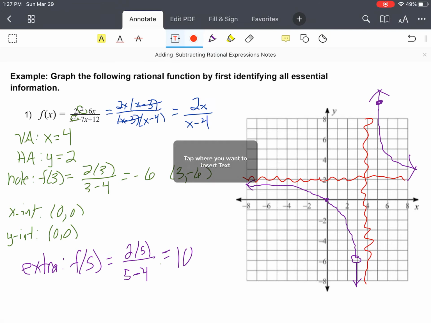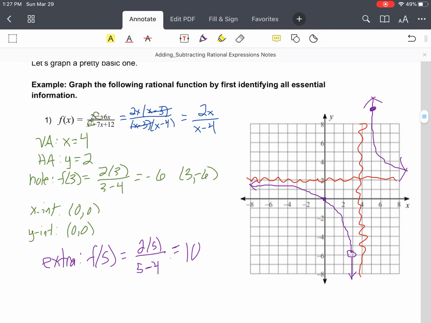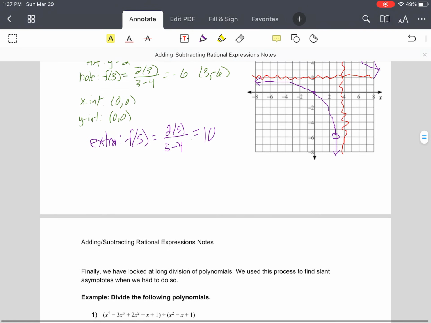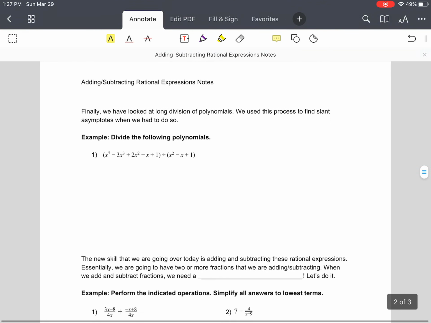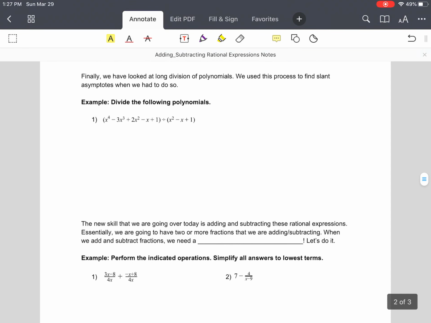Okay, hopefully that's easy enough. We remember that basic process, but again, we will go over that much more in depth when we start reviewing all of our stuff. Okay? Alright, let's move on. So, the last thing we did before break was long division with these polynomials, and using that to find slant asymptotes. So let's get into that.